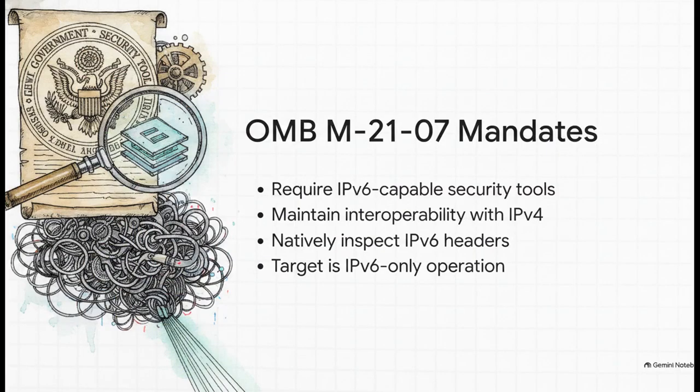And this operational nightmare is exactly why government mandates like the OMB M-21-07 directive are stepping in. They are requiring that your network boundary and your SIEM tools monitor, log, and enforce IPv6 traffic natively. You absolutely must maintain interoperability with IPv4 in this dual-stack setup, but your tools need to inspect IPv6 extension headers on their own without leaning on IPv4 as a crutch. Ultimately, the required target end state for all these environments is IPv6-only operation.